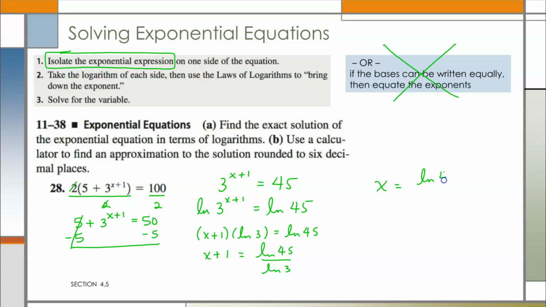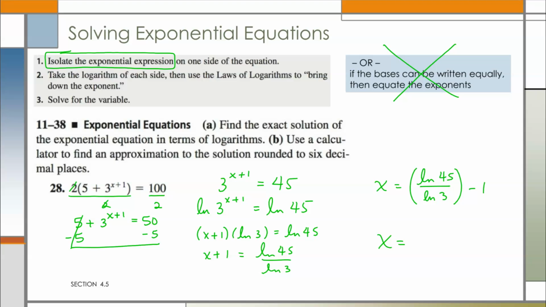So we have the ln of 45 over the ln of 3 minus 1. Okay, that's our preferred answer, and the answer that we'll give on any test or quiz. But if I needed to know about what this number represents, we have to put it in our calculator.